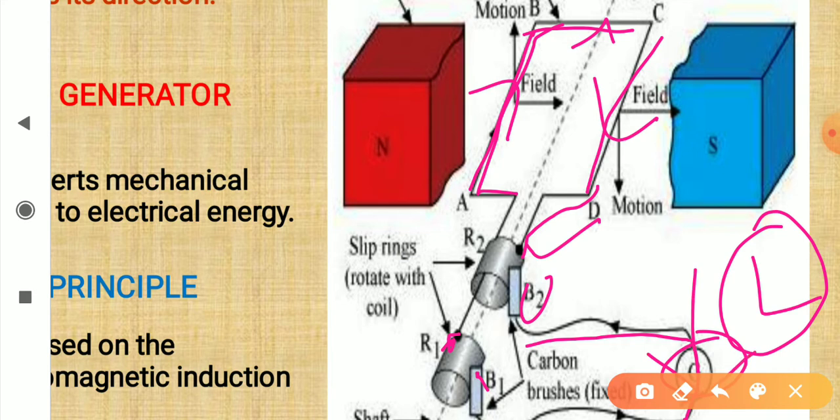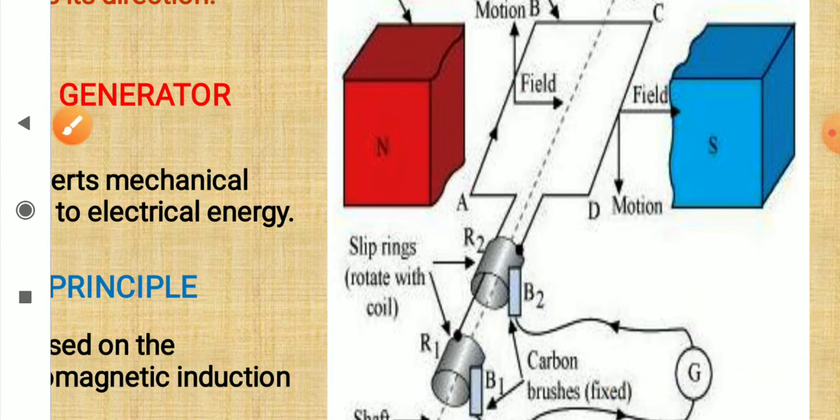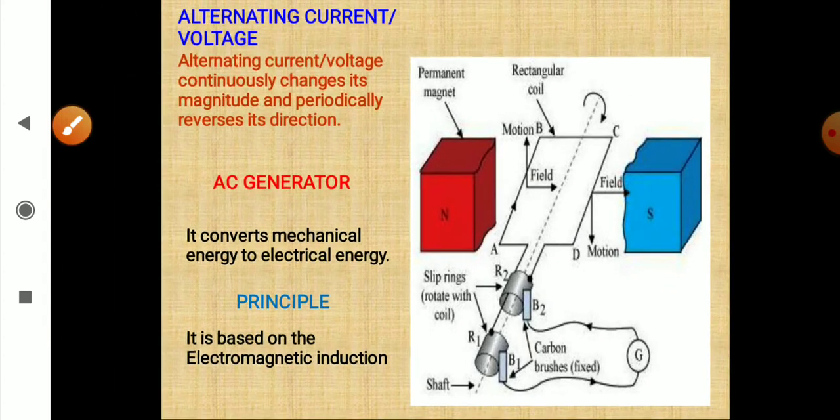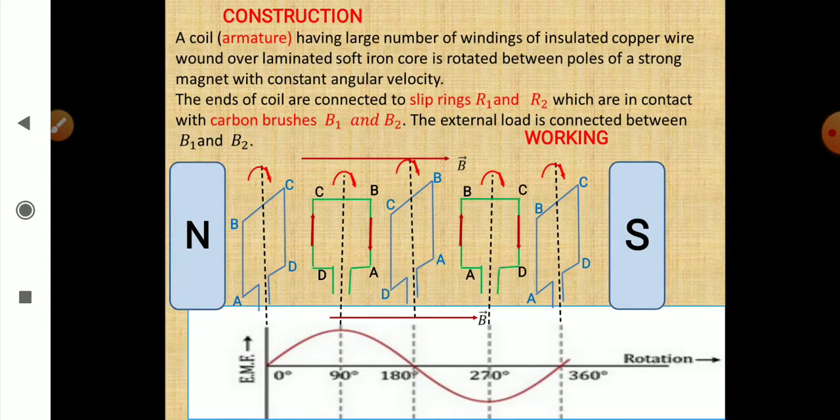In the previous half cycle, the current was upwards, and in this cycle it is downwards. So for the first half cycle, the current is in one direction, and for the second half cycle, the direction of current is reversed. Now let us have a look at it.